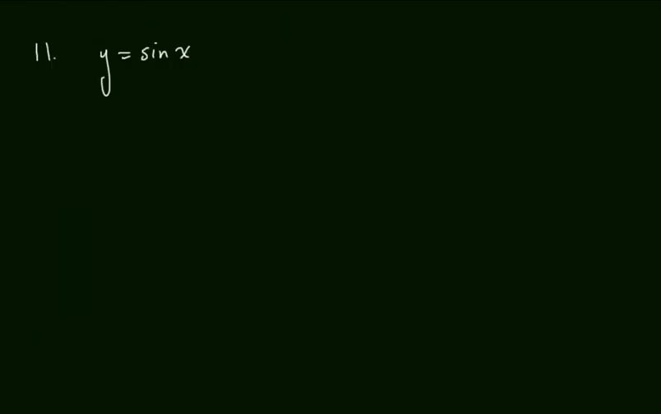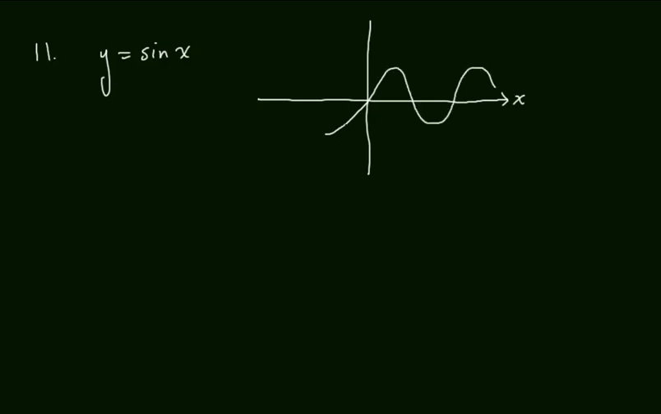Number 11, the sine of x. You should certainly know what this graph looks like. It goes through (0, 0), it comes up, sinusoidal. This is not the prettiest sine graph I've ever drawn, but you get the idea. The domain: x is an element of the reals. I'll use set notation and say x such that x is an element of the reals.